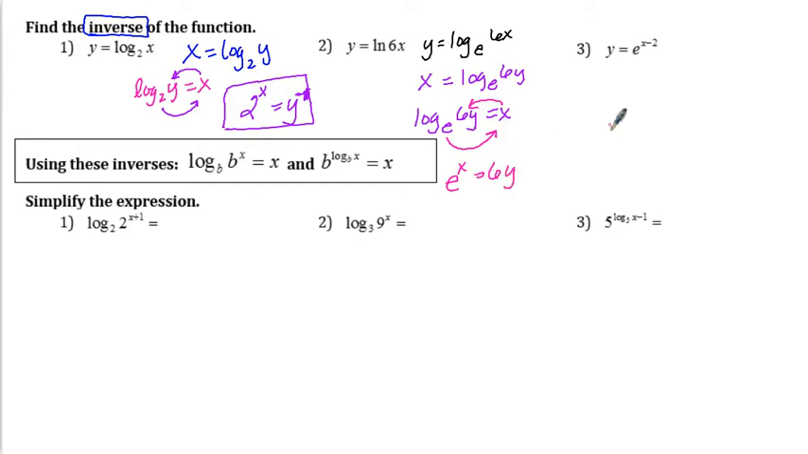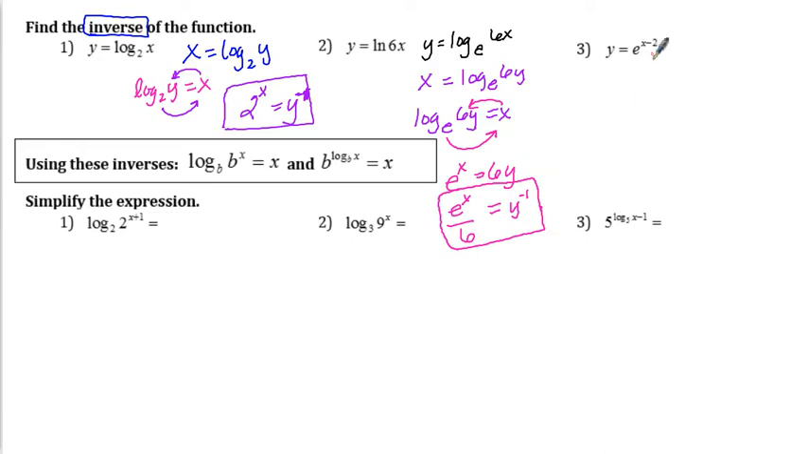Now y is not yet all by itself. We're going to do one more step to make y by itself. We're going to divide by 6 on both sides. So e to the x over 6. Now that y is by itself, we can give it its inverse notation and declare this to be the inverse of problem number 2.